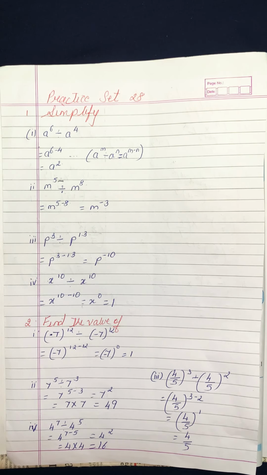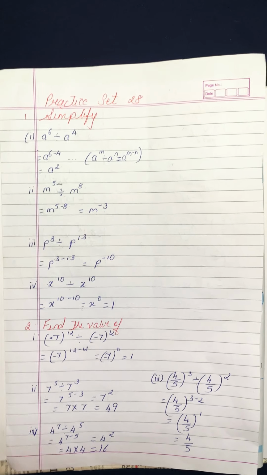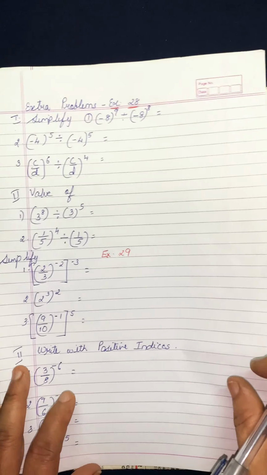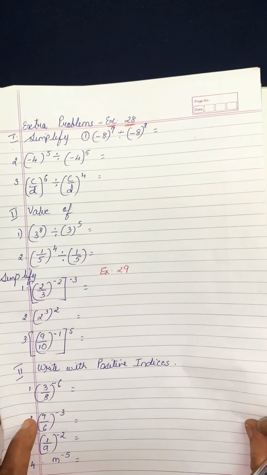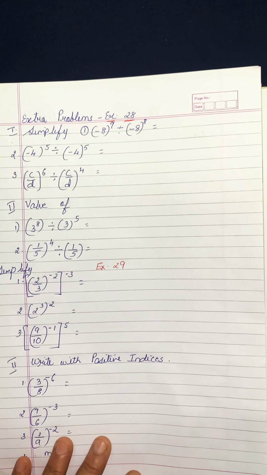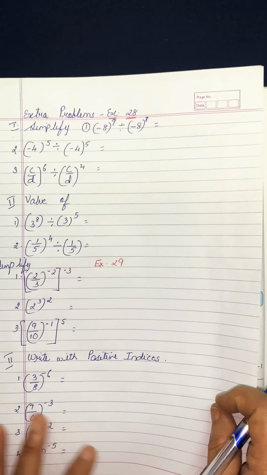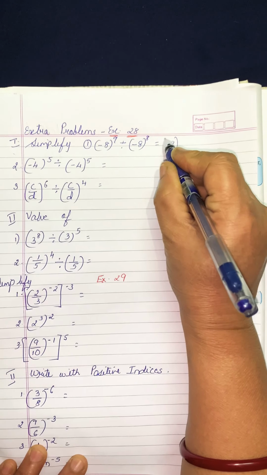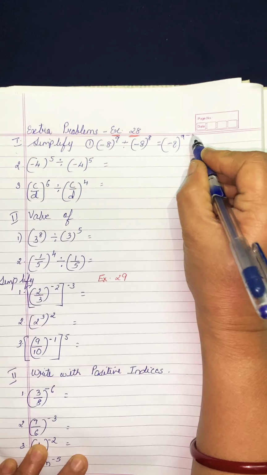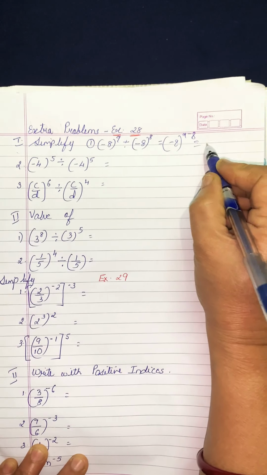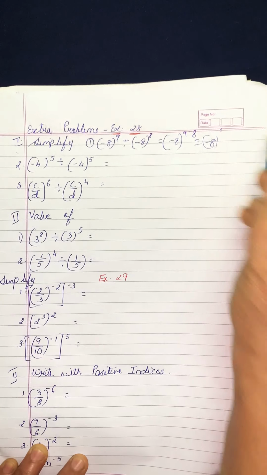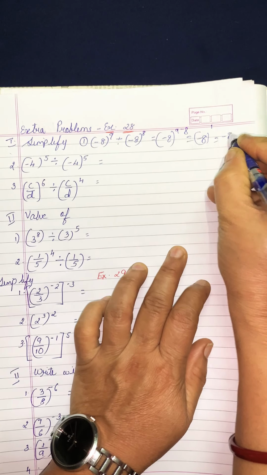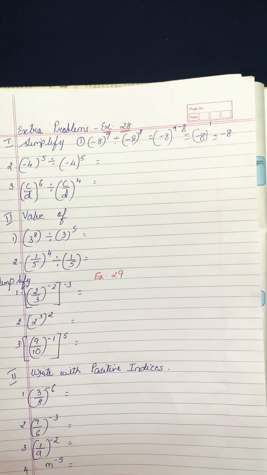Now, let us see some extra problems here. First one, simplify (-8) raised to 9 divided by (-8) raised to 8. So we know this is equal to (-8) raised to 9 minus 8. That is equal to (-8) raised to 1, that is equal to -8. Understood? Raised to 1 means the same number.